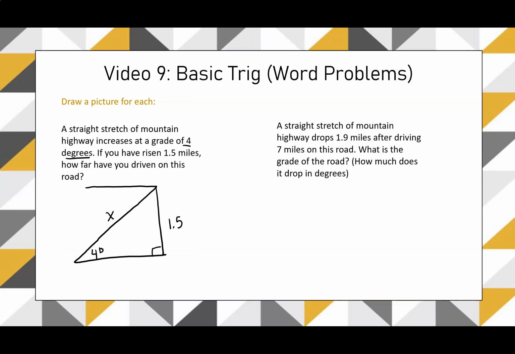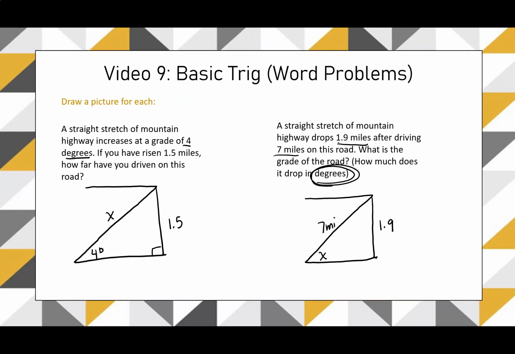All right, a straight stretch of mountain highway drops 1.9 miles after driving 7 miles on this road. What's the grade of the road? How much does it drop in degrees? This is slightly different. We're solving for an angle now, but really the setup is just the same. So we clearly drop 1.9 miles, so that's a 1.9, and we drive 7 miles on this road. And we want to know how much it drops. Well, that would be this angle right here, which is the same as this angle right here. So I can go ahead and erase this. I think that doesn't help us much at all.